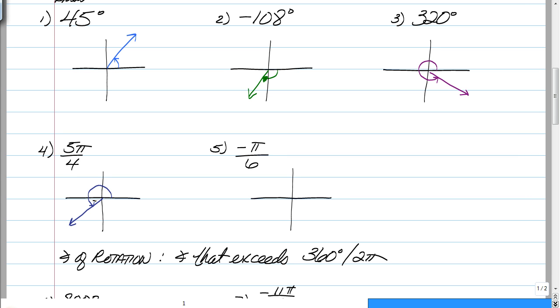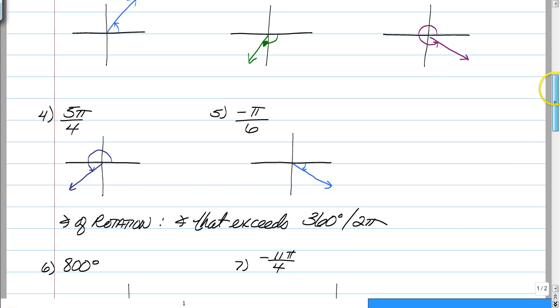Negative pi over 6. Now that's 1/6 of a pi. So that's just right there. A little teeny tiny angle. Alright, so you need to be comfortable with both degrees and radians, but like I said, until you're used to it, if you really have to, just convert your degrees into radians, and there you go, graph it, and you're good to go.